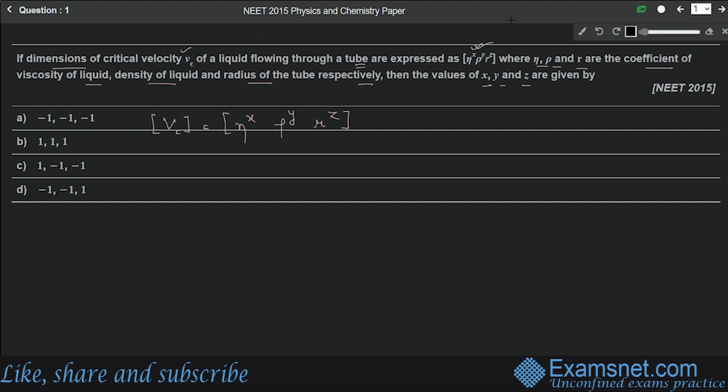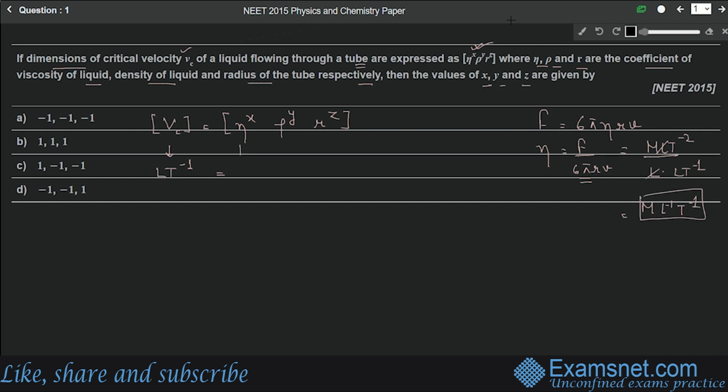Right. Now what will be the dimension of critical velocity? It is also a type of velocity, so its dimension will be Lt minus 1, same as that of the velocity. On this side, what will be the dimension of eta? From Stokes' law, we know that force is equal to 6 pi eta Rv. So eta will be equal to force by 6 pi Rv. Right? 6 pi doesn't have any dimension. Force has the dimension MLt minus 2, and R means L and V means Lt minus 1. So on solving this, you get ML minus 1 t minus 1. So this is the dimension of eta.